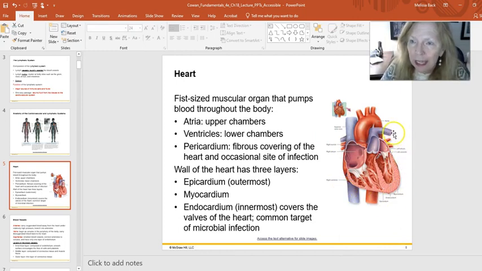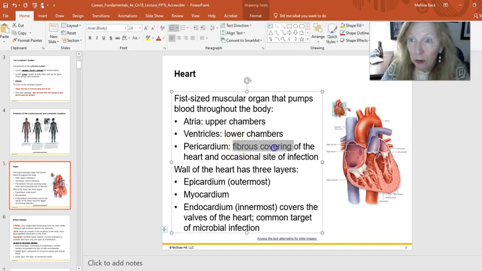tough fibrous sac called the pericardium, and this pericardium can also sometimes be attacked by viruses and/or bacteria or even fungi. So any of these tissue layers, the myocardium, the endocardium, the epicardium, or the pericardium, are at risk for some infections, and we would call that pericarditis, epicarditis, myocarditis, and endocarditis. That's what that would be referring to.